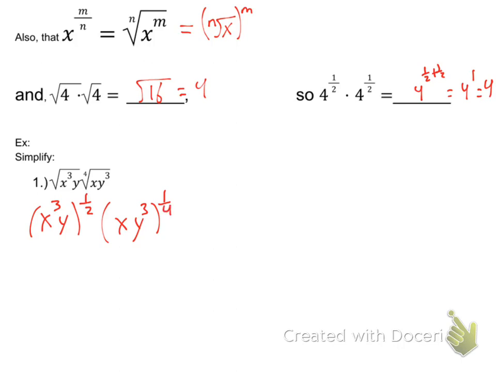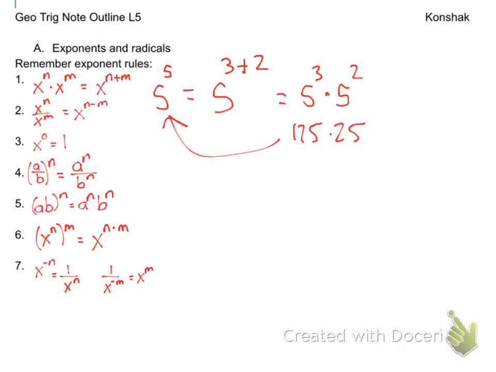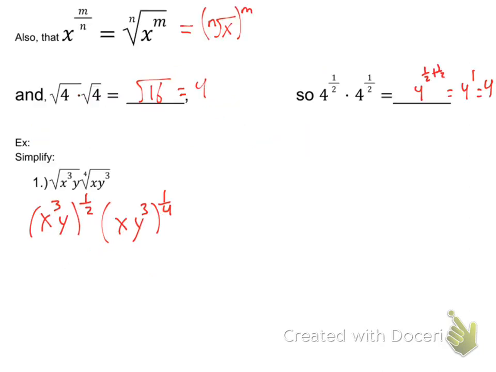Now, wait a minute. If you take a look at this and go back to our rules, isn't that this rule? I've got some things inside to a power. That means each one of the things inside get that power. So I can take that 1/2 and multiply it in. So this becomes x to the what power? 3 over 2? Wait, you want us to leave them improper? Yes, leave them as improper fractions because we're going to have to add these together. And then y to the 1/2. And if I do this, it'd be x to the 1/4 and y to the 3/4.